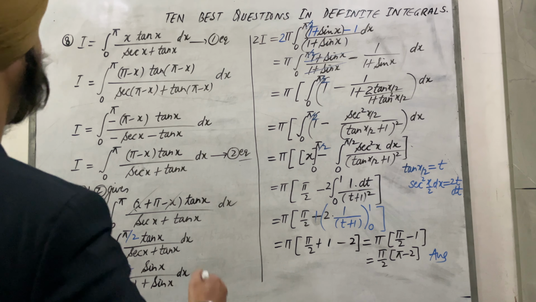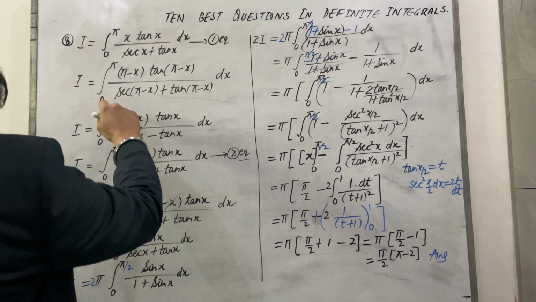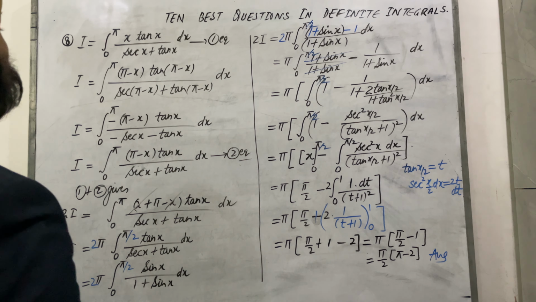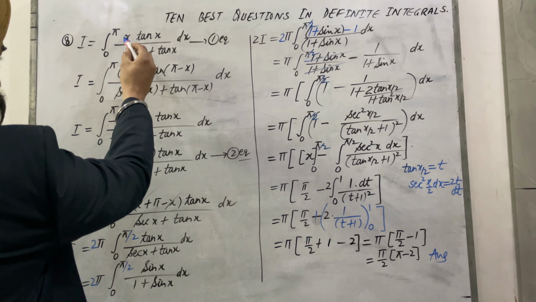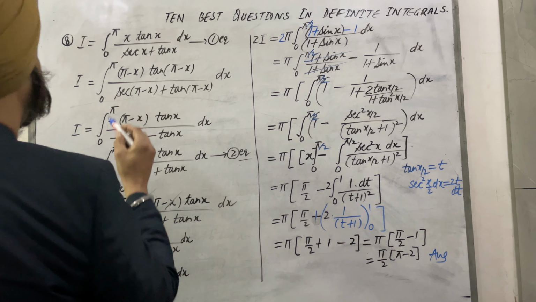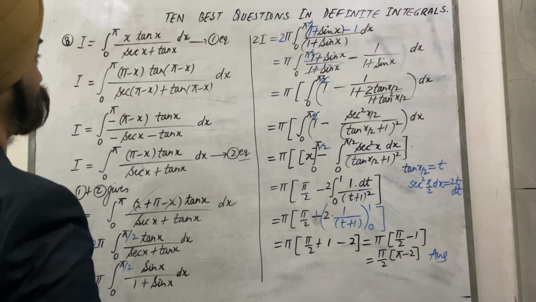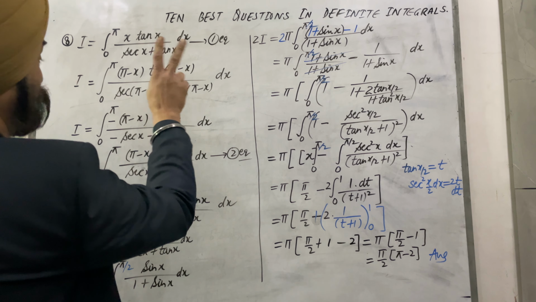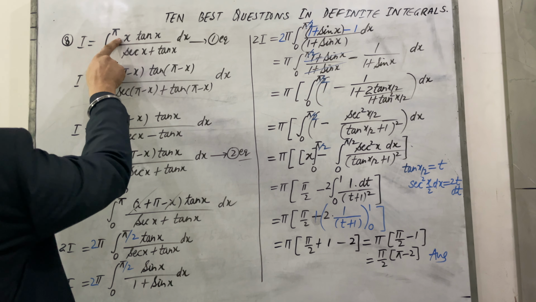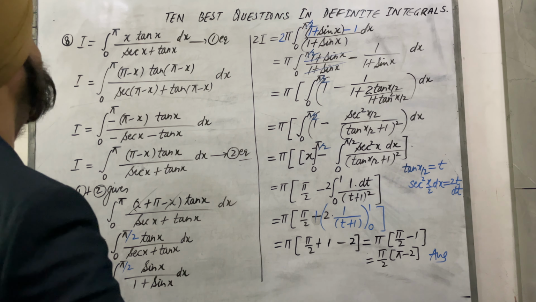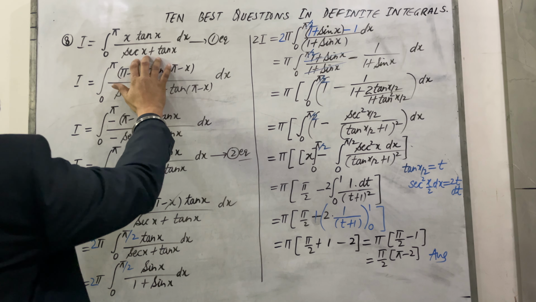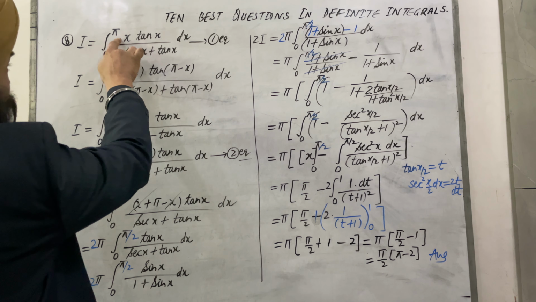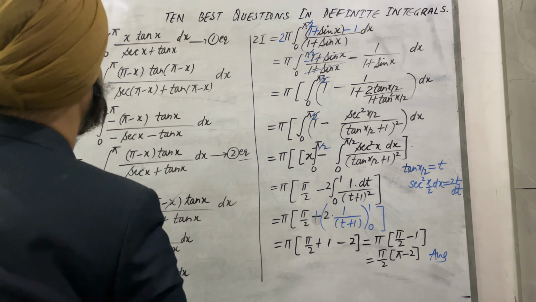So here we have the definite integral between the limits 0 and pi of the expression x tan x upon sec x plus tan x with respect to the variable x. As I told you earlier also, this x can be eliminated because everywhere we have a trigonometric function, and this x independently is an algebraic function.